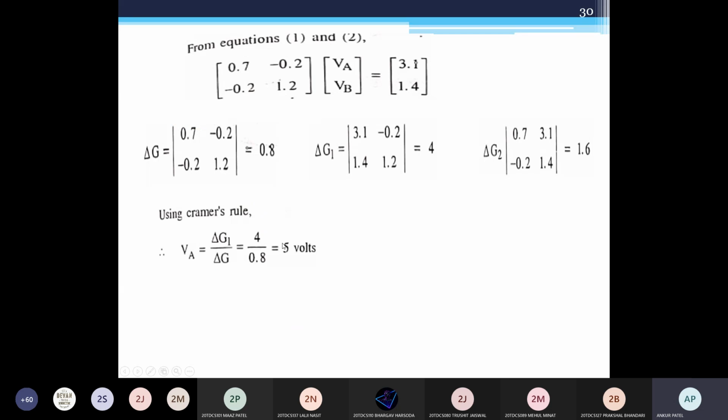So VA or V1 is equal to 5 volt. Are you getting 5? Yes. And VB is equal to 2. So this is your nodal analysis. You just need to identify the nodes. If 2 nodes are given, then you need to find 2 node voltages. If 3 nodes, then 4, accordingly you have to get the node voltages.